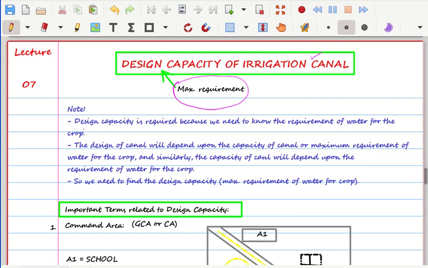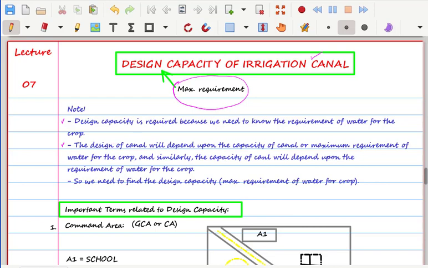So there are a few important points you need to note down. The first point is that design capacity is required because we need to know the requirement of water for the crop, right? Why do we need design capacity? The first and most important thing we need to know is the requirement of water for the crop. How much water is required for the crop? When we come to know about the requirement of water for the crop, then we can design our canal on the basis of the requirement of water, right? So the maximum requirement is known as design capacity of that canal.